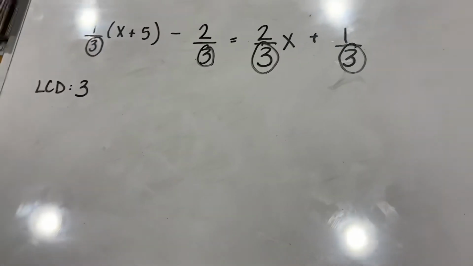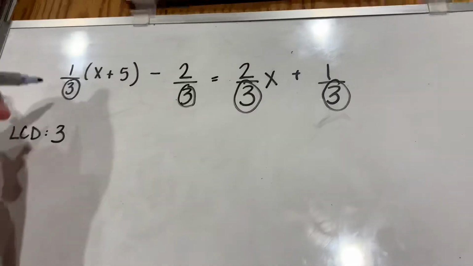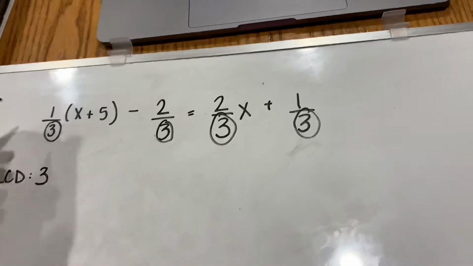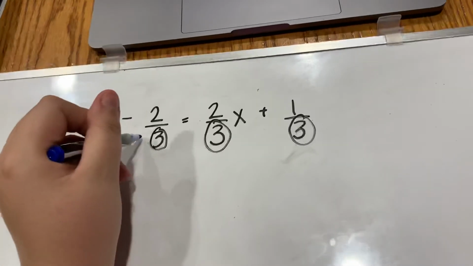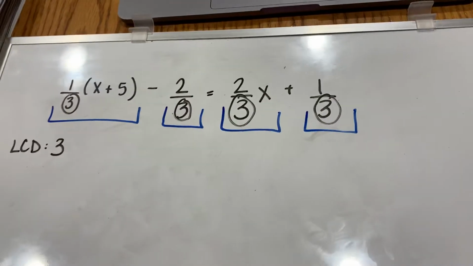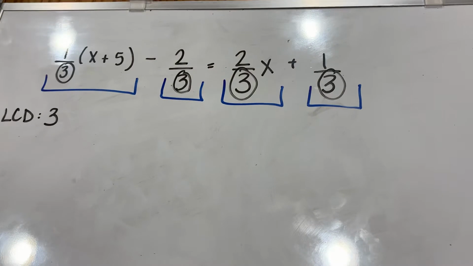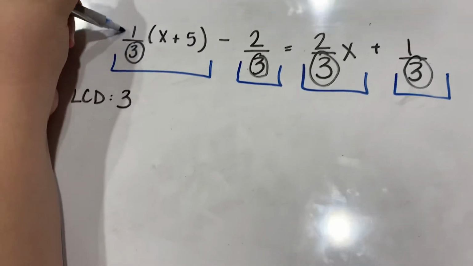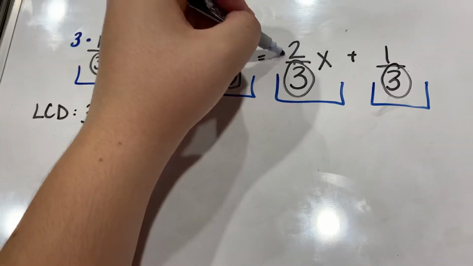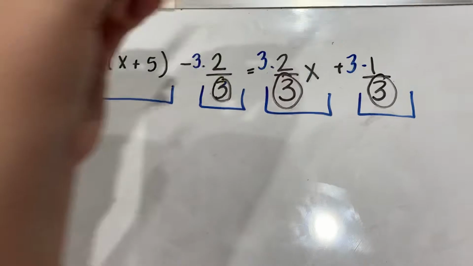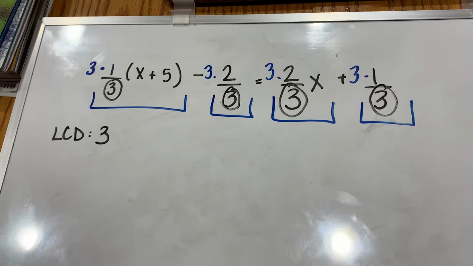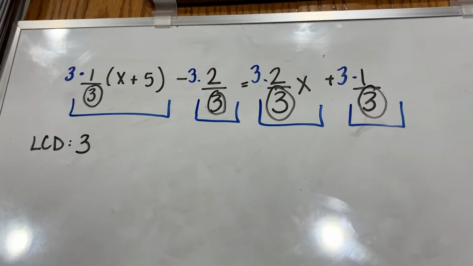Now, once you find your least common denominator, you multiply every term. Terms are separated by adding and subtracting, and in this case also the equal sign. So this here is going to be one term, this will be another term, my third term, and then my fourth term. Now I'm going to multiply all of my terms by the least common denominator: this one by 3, this one by 3, this one by 3, and this one also by 3.